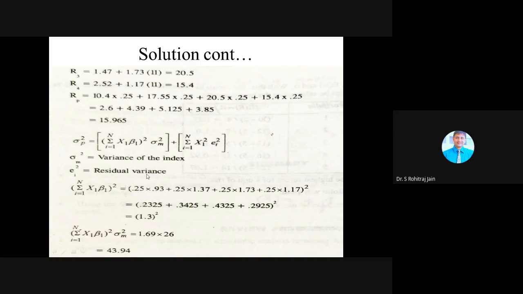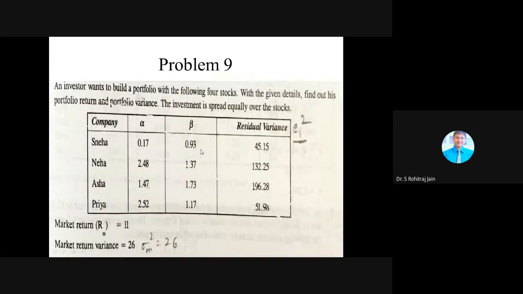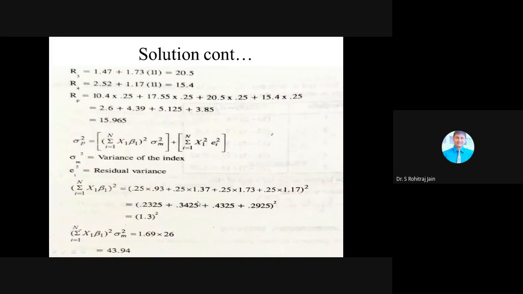Now, this is an important formula, students. Make a note of this, okay? Sigma p square is equal to the summation of i equals 1 to n, (X1 into beta) whole square, into the variance of the market, plus the summation of i equals 1 to n, X1 square into ei square. Now I'll only take this first value and calculate for all the 4 stocks. So, the summation of i equals 1 to n, (X1 into beta 1) whole square. What is the proportion of funds invested in each stock? 0.25, right? So 0.25 multiplied by the beta values 0.93, 1.37, 1.73 and 1.17, which I need to apply here.